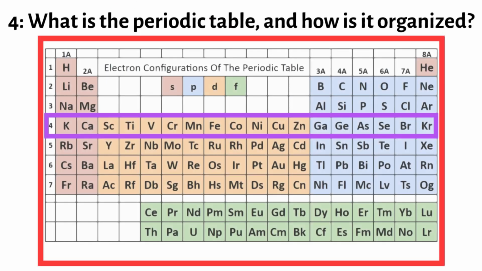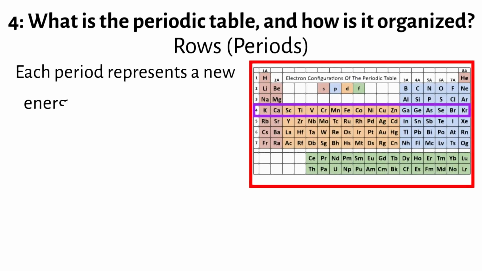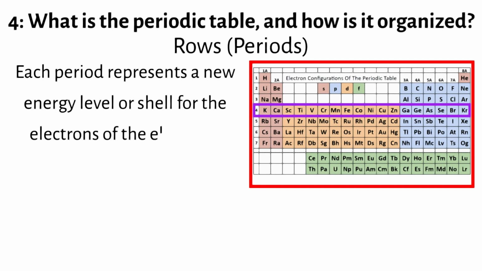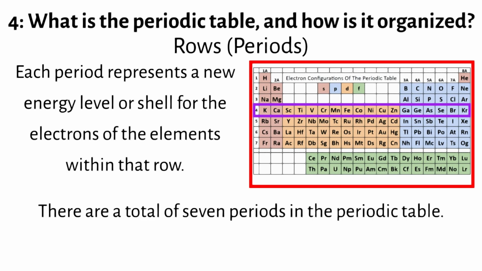Here's a detailed look of the organization. The periodic table is divided into rows called periods. Each period represents a new energy level or shell for the electrons of the elements within that row. There are a total of 7 periods in the periodic table.